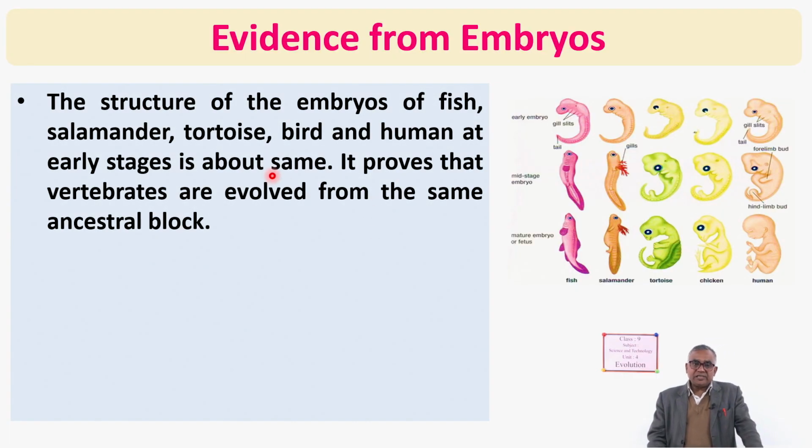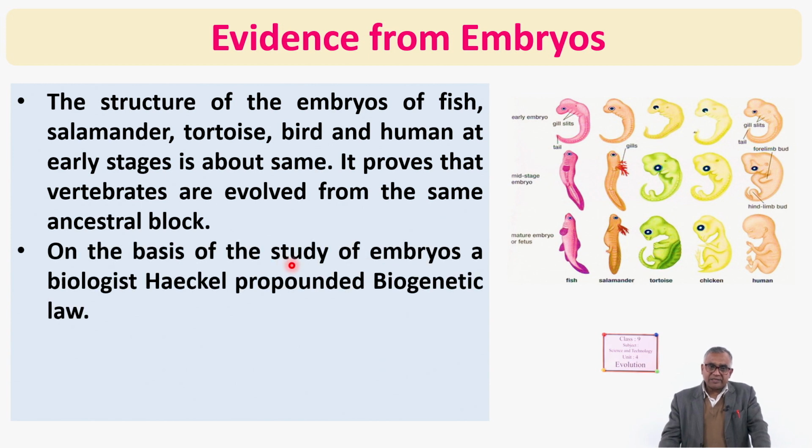Okay. So, on the basis of it, we can say that the structures of the embryos of fish, salamander, tortoise, birds and human at early stages are about the same. I discussed it. It proves that vertebrates are evolved from the same ancestral block. All of them are vertebrates. So, all the vertebrates are evolved from the same group of ancestors. On the basis of the study of embryos, a biologist, Ernst Haeckel, propounded a law known as the biogenetic law.